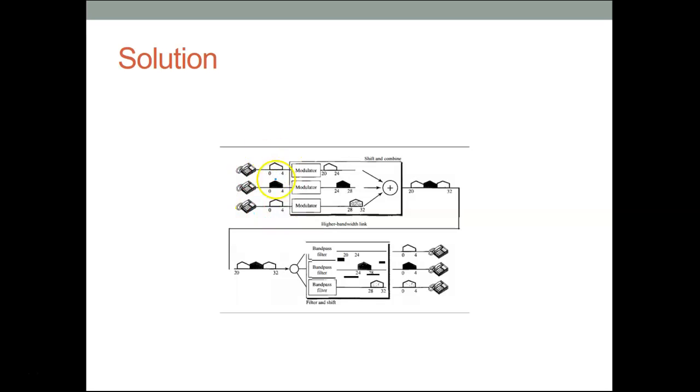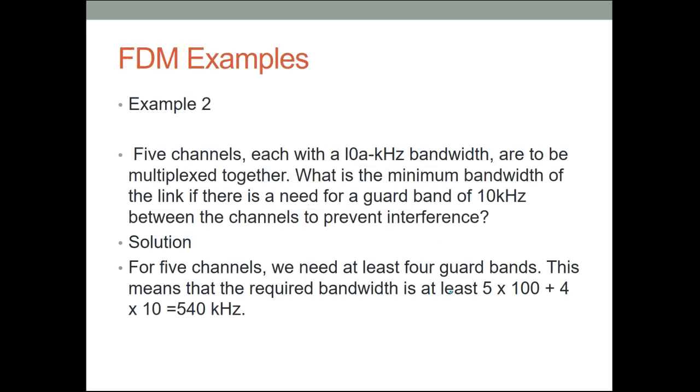Now if you see here, from 0 to 4 is the frequency of each channel. So here the signals start from 20 to 24, 24 to 28, 28 to 32, and I combine them, and this is the output. In demultiplexing, it's the same concept. I get this big signal, I divide it, and I get the channels. So this is the way we do it.